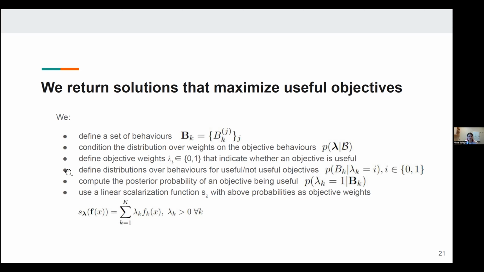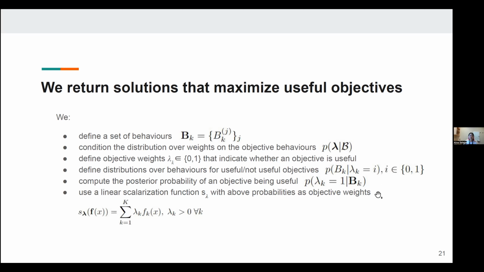Then we also define conditional distributions over behaviors given a useful or not useful objective. So this is P of b_k given lambda k equals 1 for a useful objective, or 0 for a non-useful objective. And this describes what we expect the behavior that we've defined to look like for a useful objective and a non-useful objective. Then we use these conditional distributions together with the prior to compute the posterior probability for an objective being useful, so P of lambda k equals 1 given its behaviors.